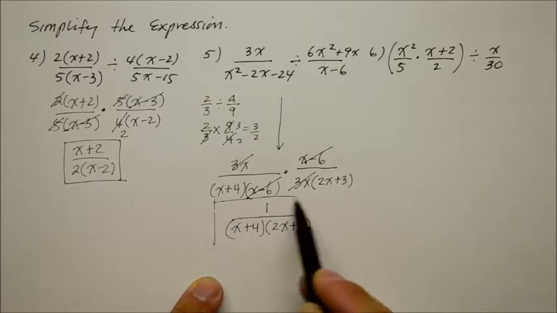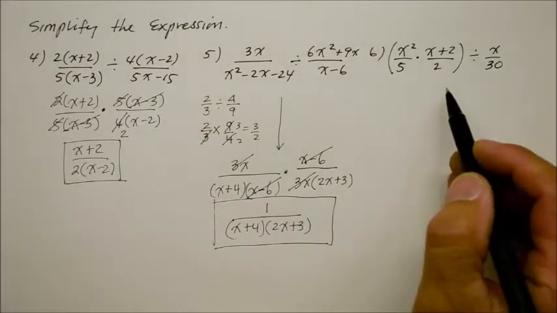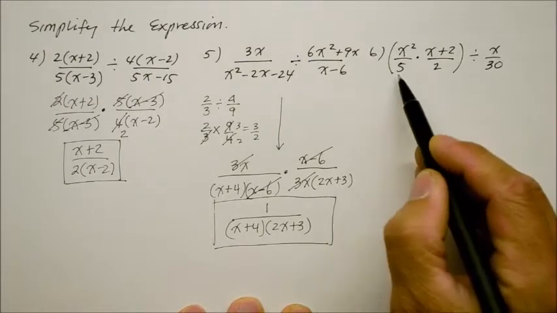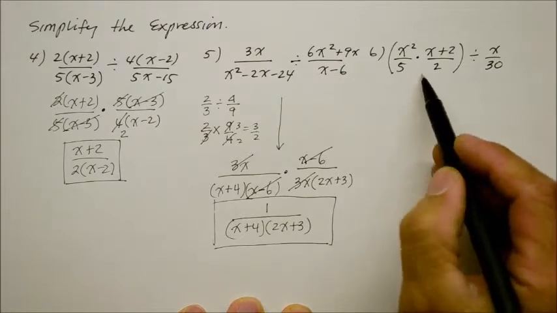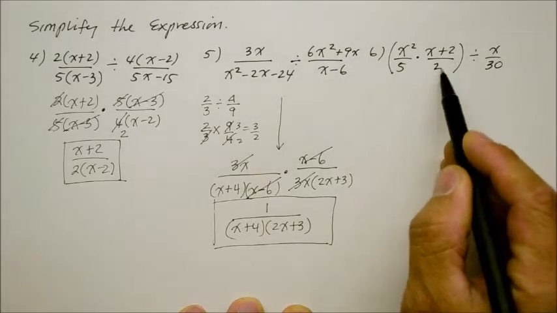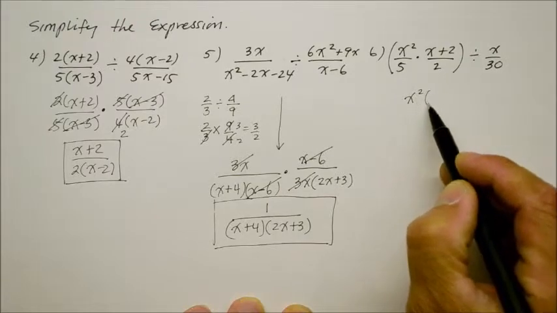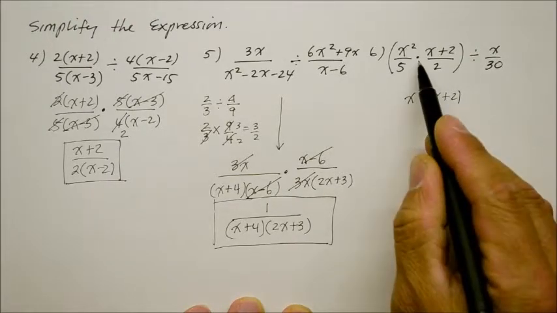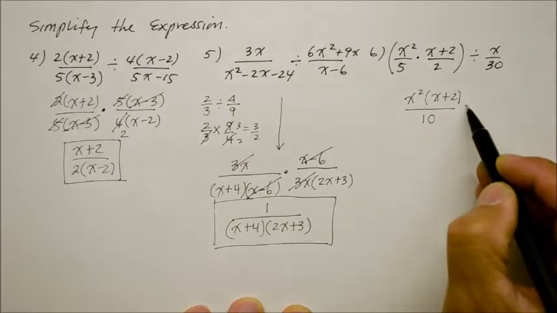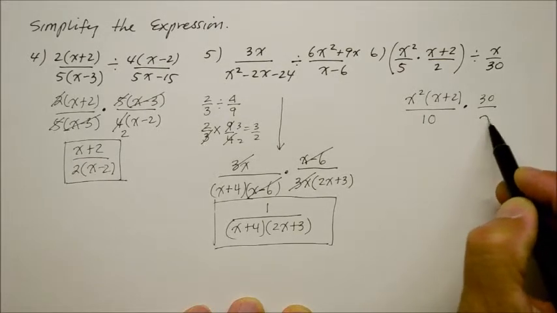There it is. And finally, number 6. Okay, number 6. We have a little potpourri of things going on here. We have a multiplication inside of parentheses. And you know what? There's nothing to cancel diagonally or up and down, so let's keep that together. X squared times x plus 2. Yeah, I could do that. And 5 times 2 is 10. And let's make that multiply. At the same time, make the reciprocal of x over 30, which is now 30 over x.